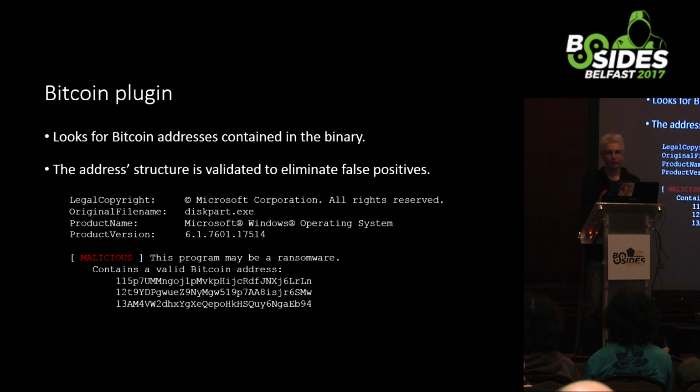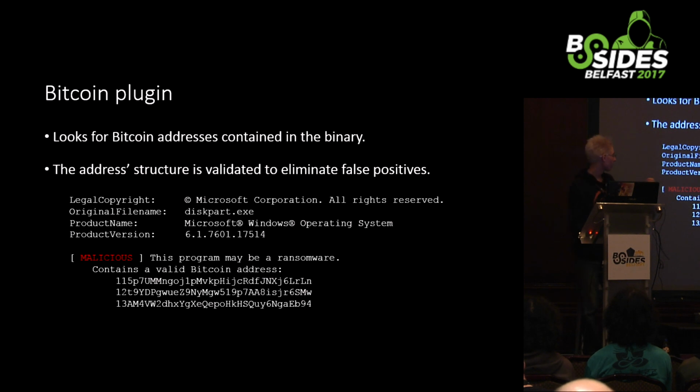One of the most recent additions is the Bitcoin plugin. So it just looks for Bitcoin addresses in a binary. So what it does is go through all the possible addresses and then tries to validate them. Bitcoin addresses have a very specific structure. The first 4 bytes, I think, from memory, are the SHA-256 of the rest of the address. So it's quite easy to figure out whether the address is actually a valid Bitcoin address or not.